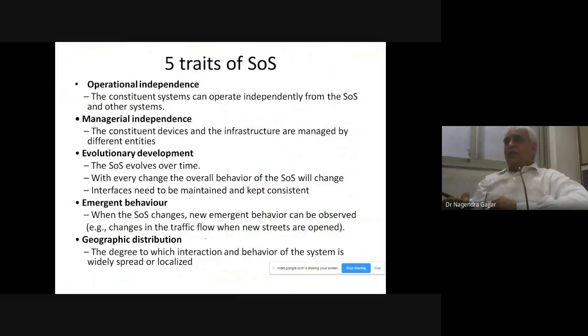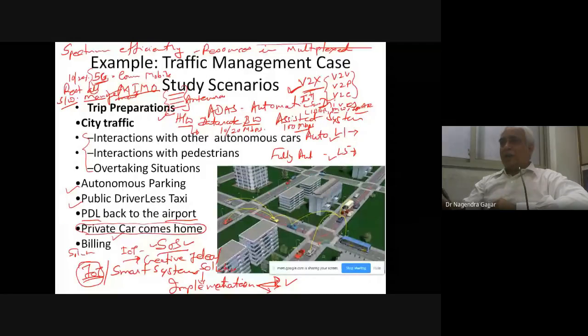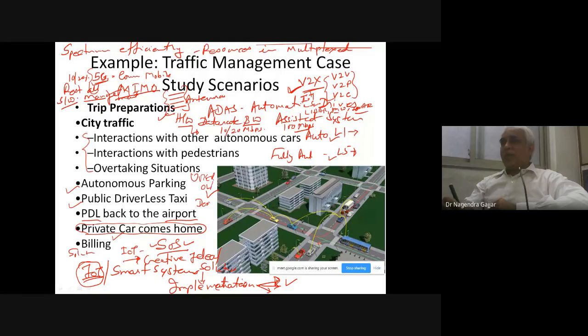Now there are 5 traits of systems of systems. One of the traits is my operational independence. That is, the constituent systems can operate independently from the SoS and other systems. So it's not always possible that I'll be operating independently. A simple example here: it is a traffic management system, right? As a designer, as a solution provider, I have designed Uber or Ola. They have designed a system.